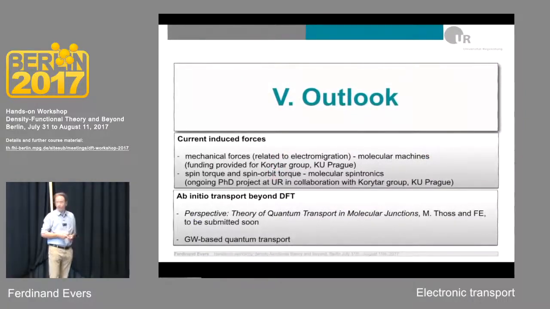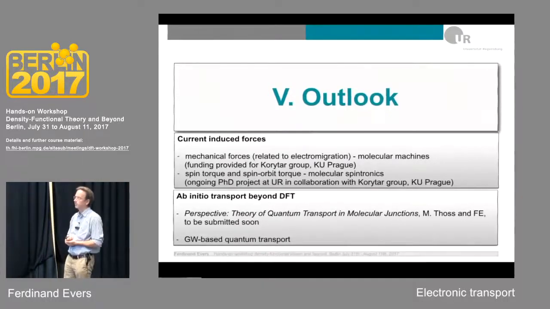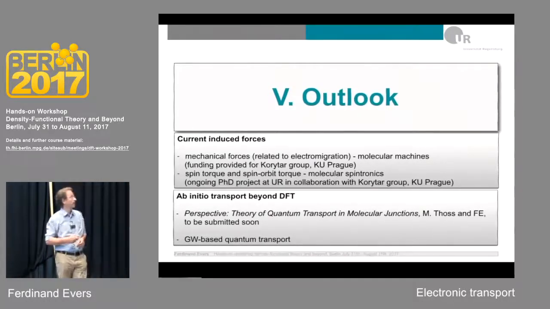Good. So there's one more slide, and then I'm done. This is about the outlook. So I'm still not at the end of what one can do with these formalisms. What is under development at the moment are formalisms that calculate things like current-induced forces. So if a current flows through a molecule or just any material, it actually gives rise to mechanical force. That's a little bit related to electromigration, and one can calculate how big it is. One can hope to drive molecular machines with this force.